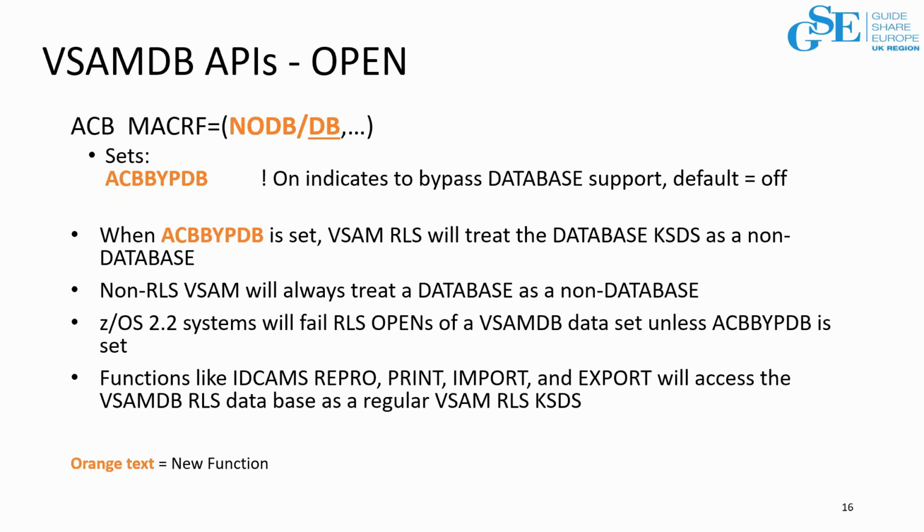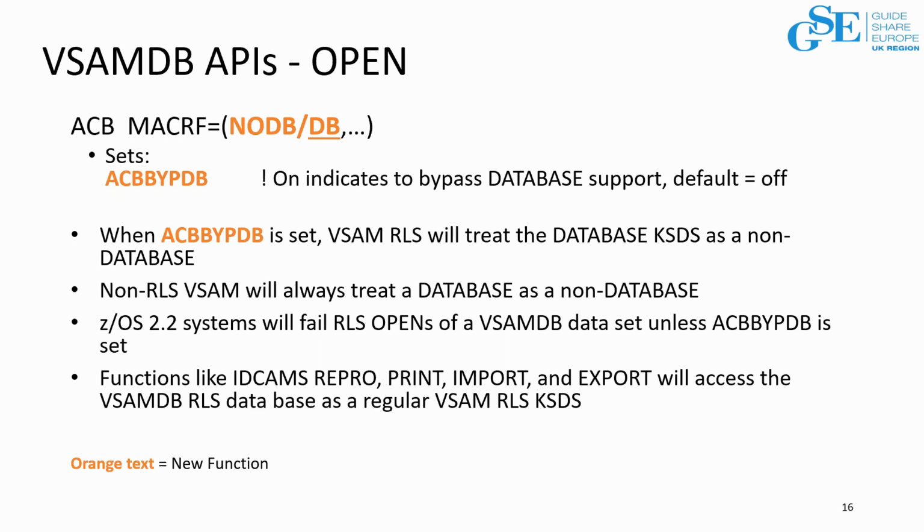Okay, so the next one is around opening, and some of this is again familiar if you're used to opening a VSAM data set. The ACB is the standard way that you give us the parameters of how you want to have the data set opened. We now have a new MACRF parameter that says, hey, I want to open this as a database or not as a database.